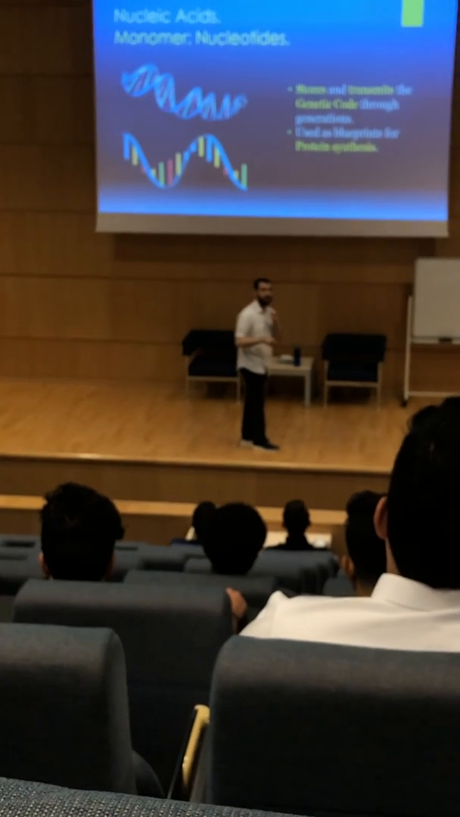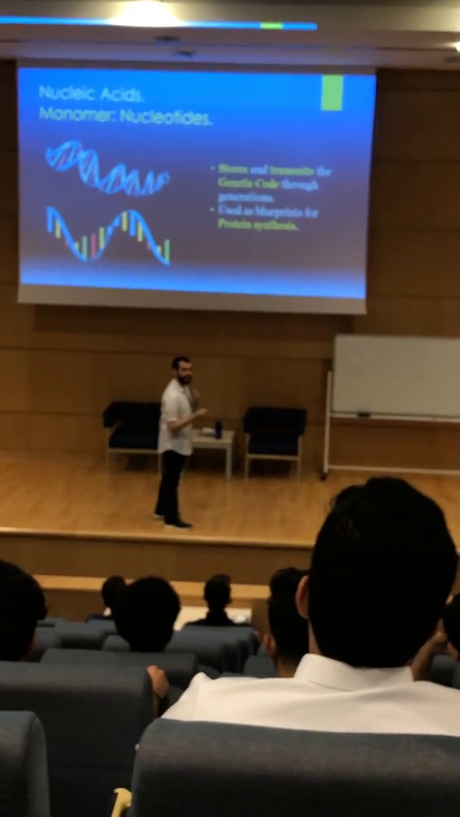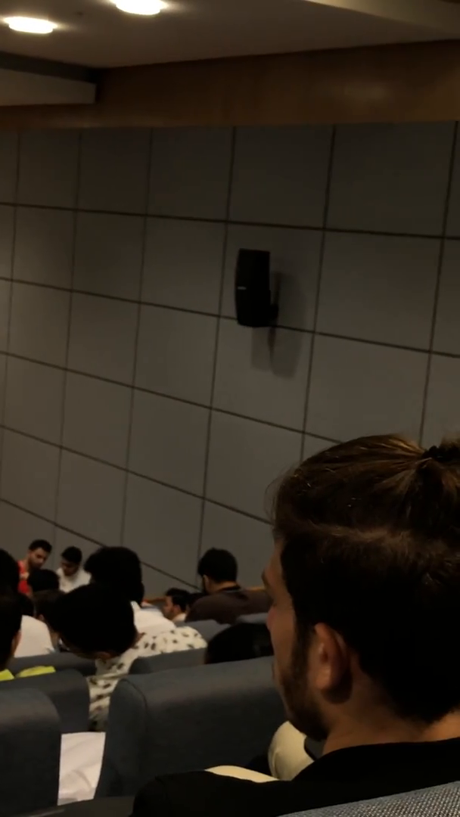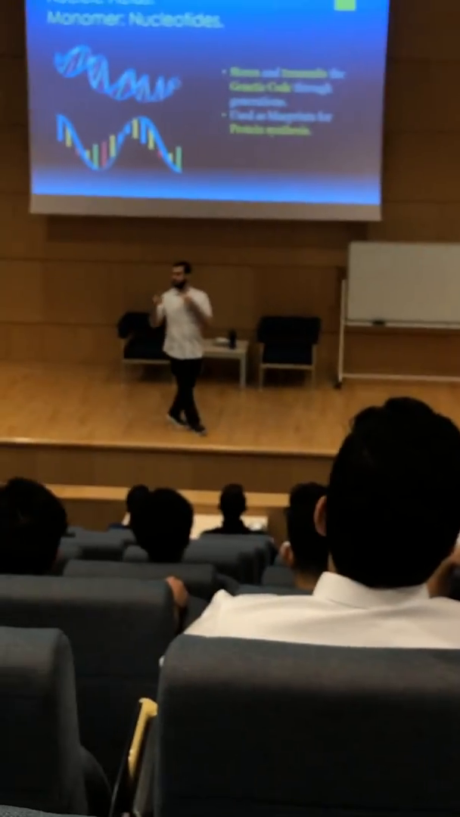It makes proteins, used as blueprints. The RNA are used as blueprints for protein synthesis. Now, one last function. Go ahead. Gene expression. Stores and transmits. And the protein synthesis, both of you together work on gene expression. So that's correct.